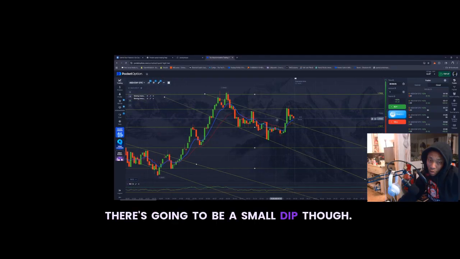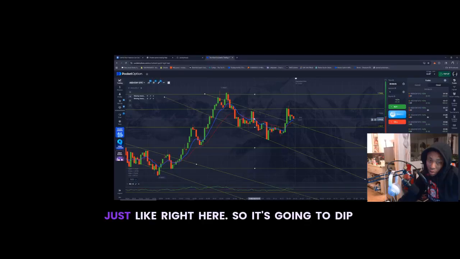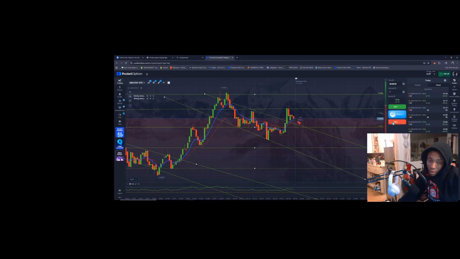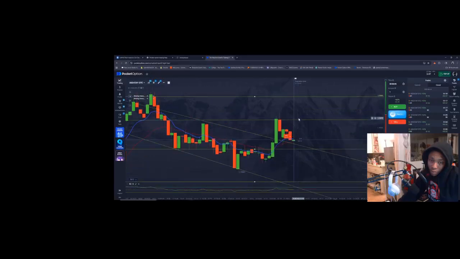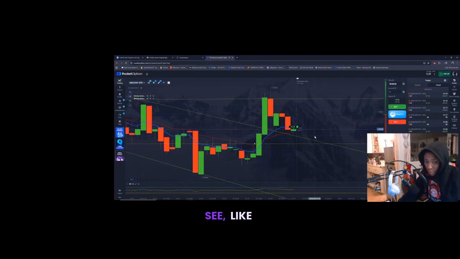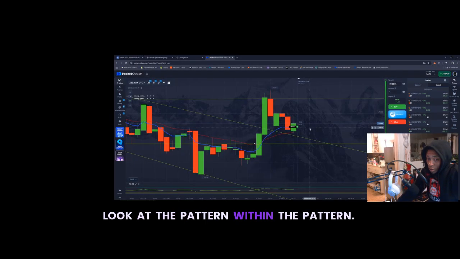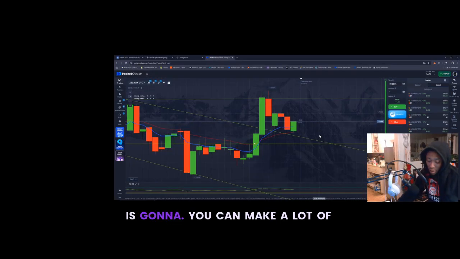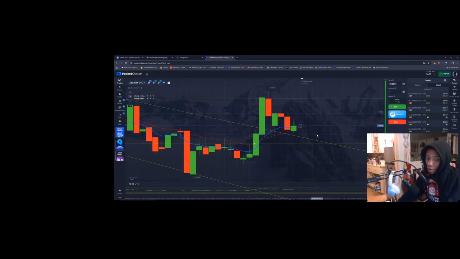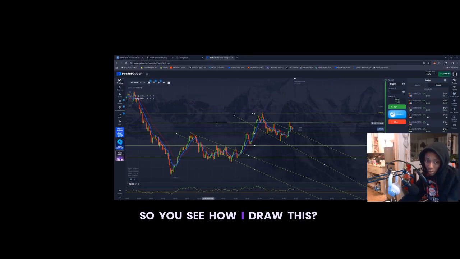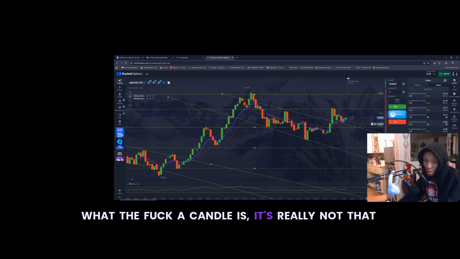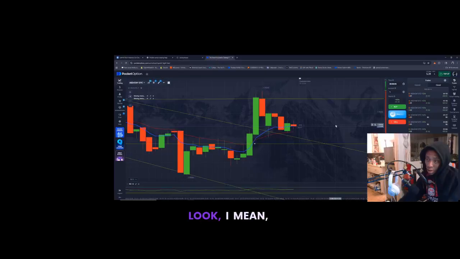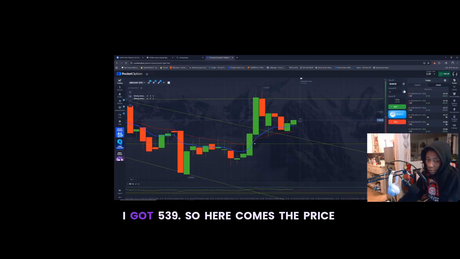There's gonna be a small dip though. Boom, boom. Just like right here. So it's gonna dip again. See, look at the pattern within the pattern. If you're trading within seconds, you can make a lot of money, but you really need to know what you're looking at. So you see how I draw this? It might look all extra, but if you really know what a candle is, it's really not that hard, bro. See, look, I got 539.